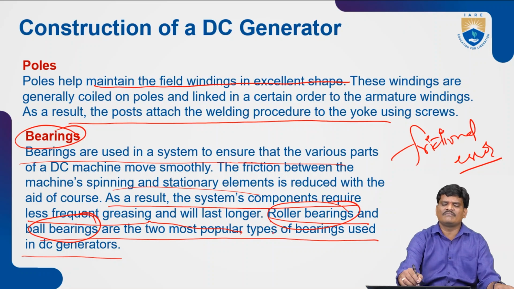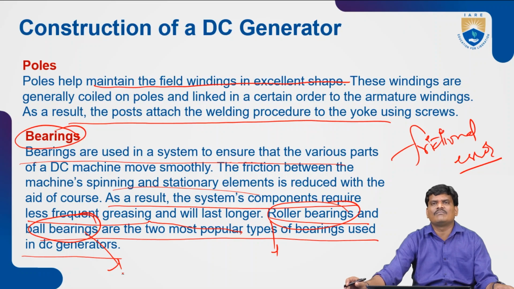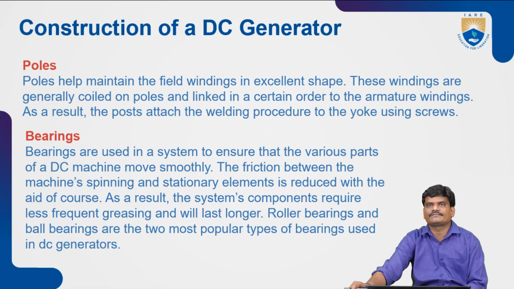And what are the two types of bearings we have? One is roller bearings, and the other is ball bearings. So these are the different components of the DC generator. And what is the working principle of this DC generator? Faraday's law of electromagnetic induction.